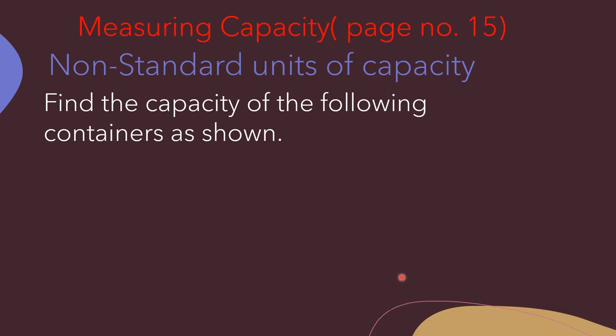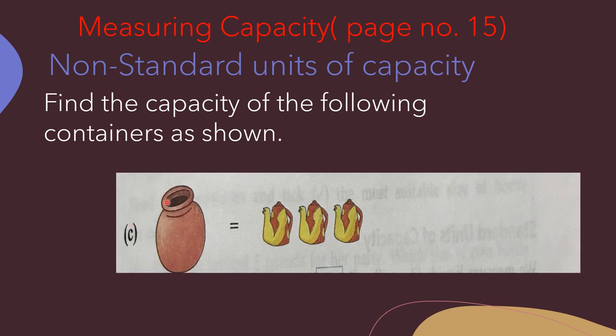Now in C part, here you can see there is a pot and here are the kettles. So here what is the question? One pot is equal to dash kettles. So here one pot is equal to 1, 2, 3, 3 kettles. Okay, so here we will write 3. So what do you mean by it, beta? That the capacity of one pot is equal to the capacity of 3 kettles.